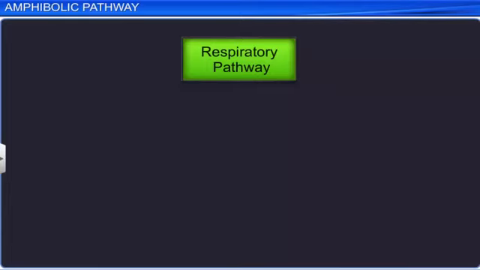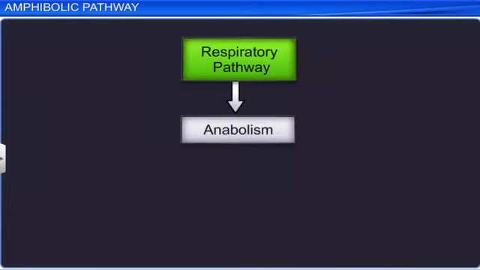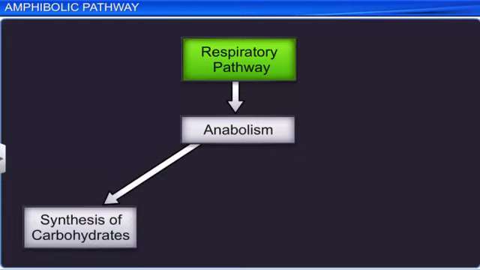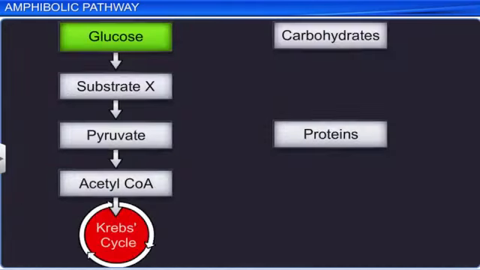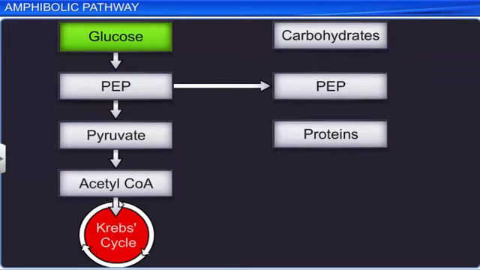The respiratory pathway also plays a role in anabolism, the synthesis of complex substances like carbohydrates, fats and proteins. When the plant requires proteins or carbohydrates, it can synthesize them by withdrawing some of the substrates in the respiratory pathway. For example, the PEP formed during glycolysis is withdrawn and used for the synthesis of proteins or carbohydrates.